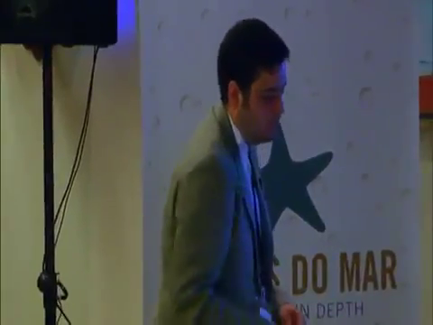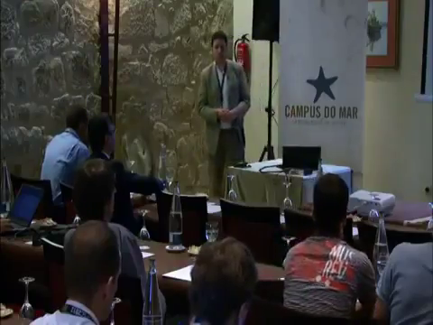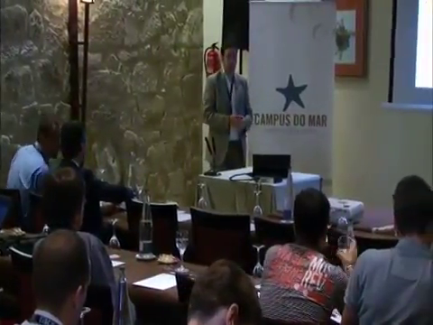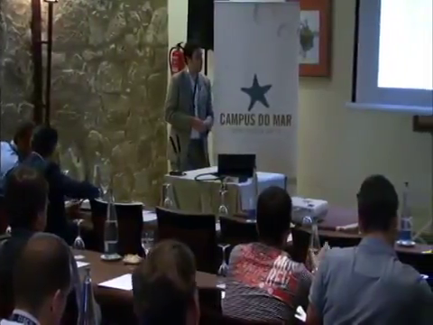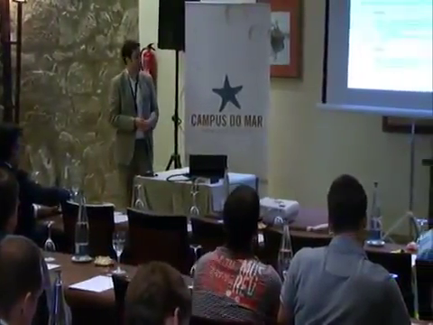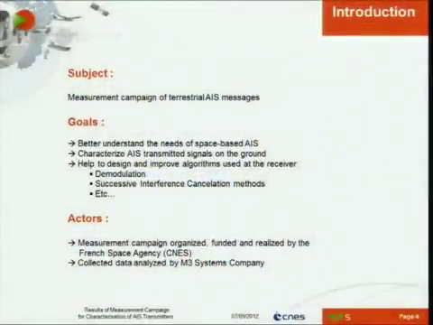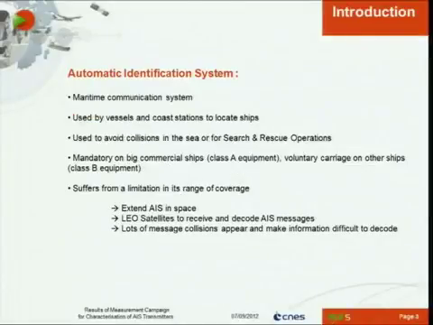So the subject of this presentation is a measurement campaign of terrestrial AIS messages. The goal of this campaign was to better understand the needs of space-based AIS thanks to a characterization of AIS transmitters and transmitted signals, in order to help us design systems based on voluntary carriage. And in this case, AIS transmitters are called Class B equipment.